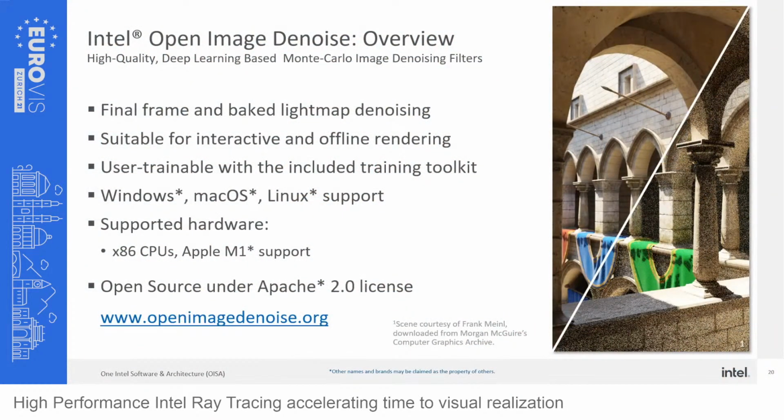So here is the overview slide for OpenImage Denoise. It is an AI-based denoiser that focuses on high-quality denoising for multiple applications, suitable for preview, for final frame, for baked light map denoising. And like with Embree and all the libraries in the oneAPI rendering toolkit, it is available on Windows, macOS, and Linux under the open source Apache 2.0 license. And we will note here, OpenImage Denoise is multi-platform. We support x86 and Apple M1 CPUs.